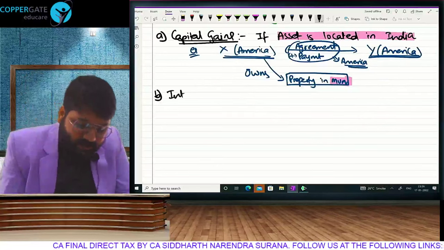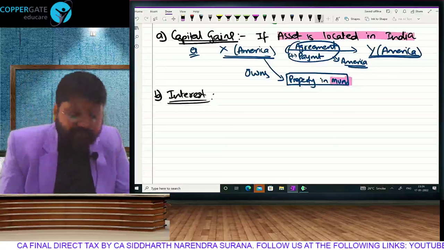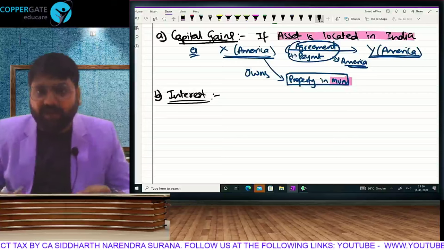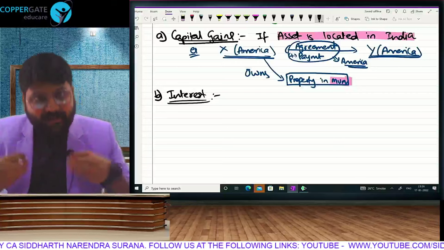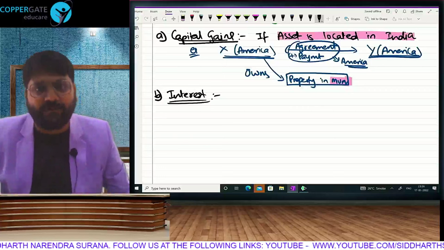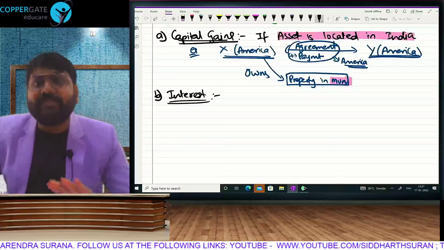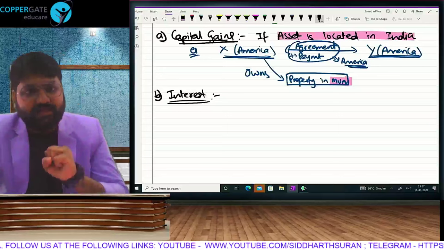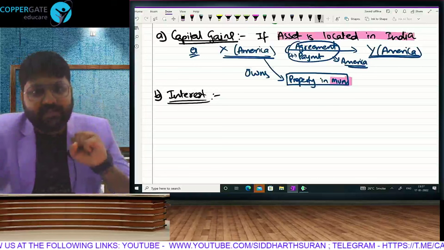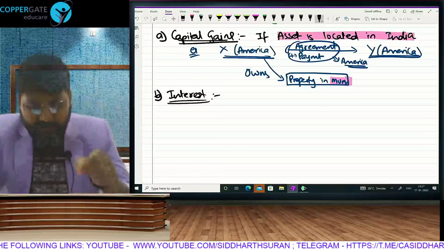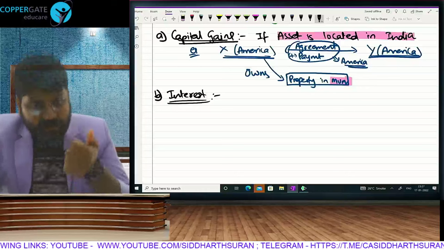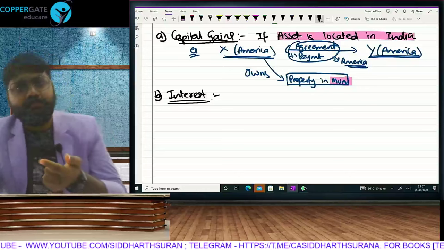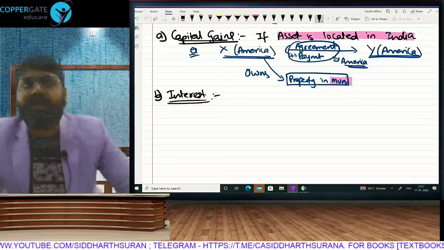Second income. Income in the form of interest. Actually, why is this point called income deemed to accrue or arise important? Listen, please. If I am working for a company, that means can I say I am doing physical work every day by going in office? So, it is easy to decide the place of accrual. If I am working in Mumbai, that means it is Indian income. If I am working in America, that means it is American income. But do you know that incomes which are earned from investments, interest income, dividend income. For them, you don't have to work, you just have to invest.